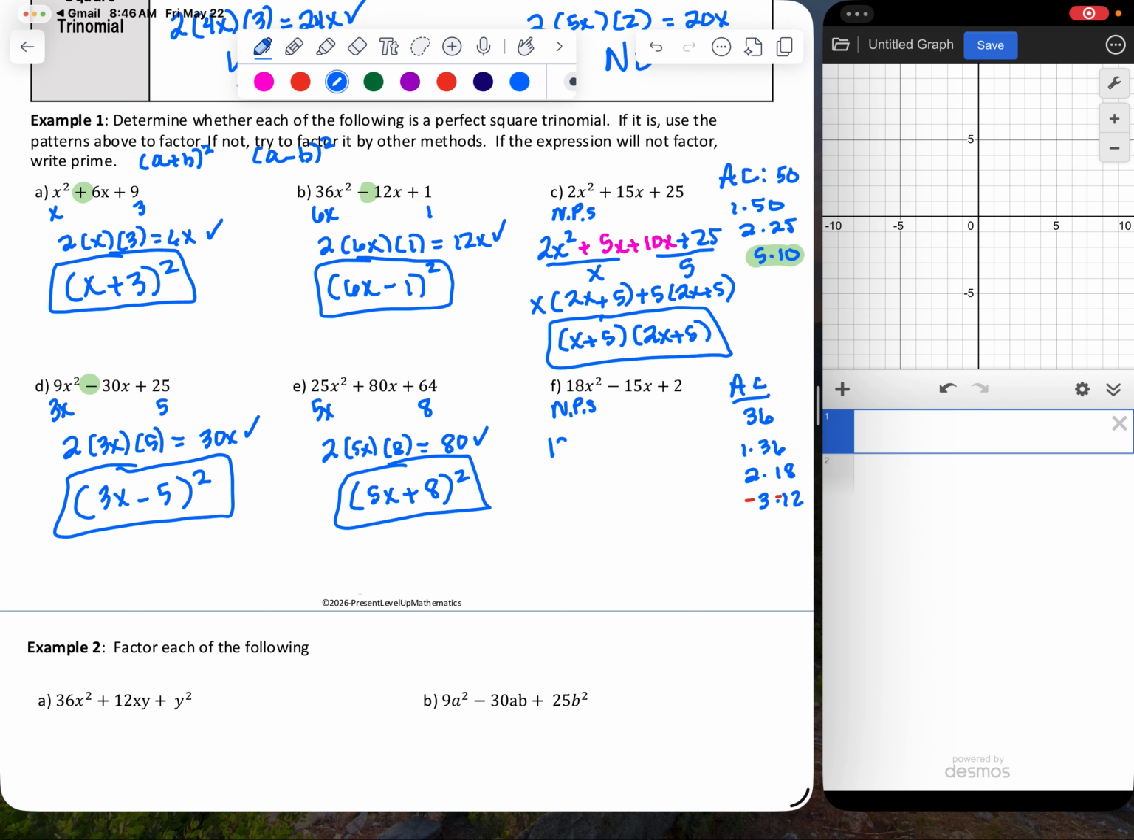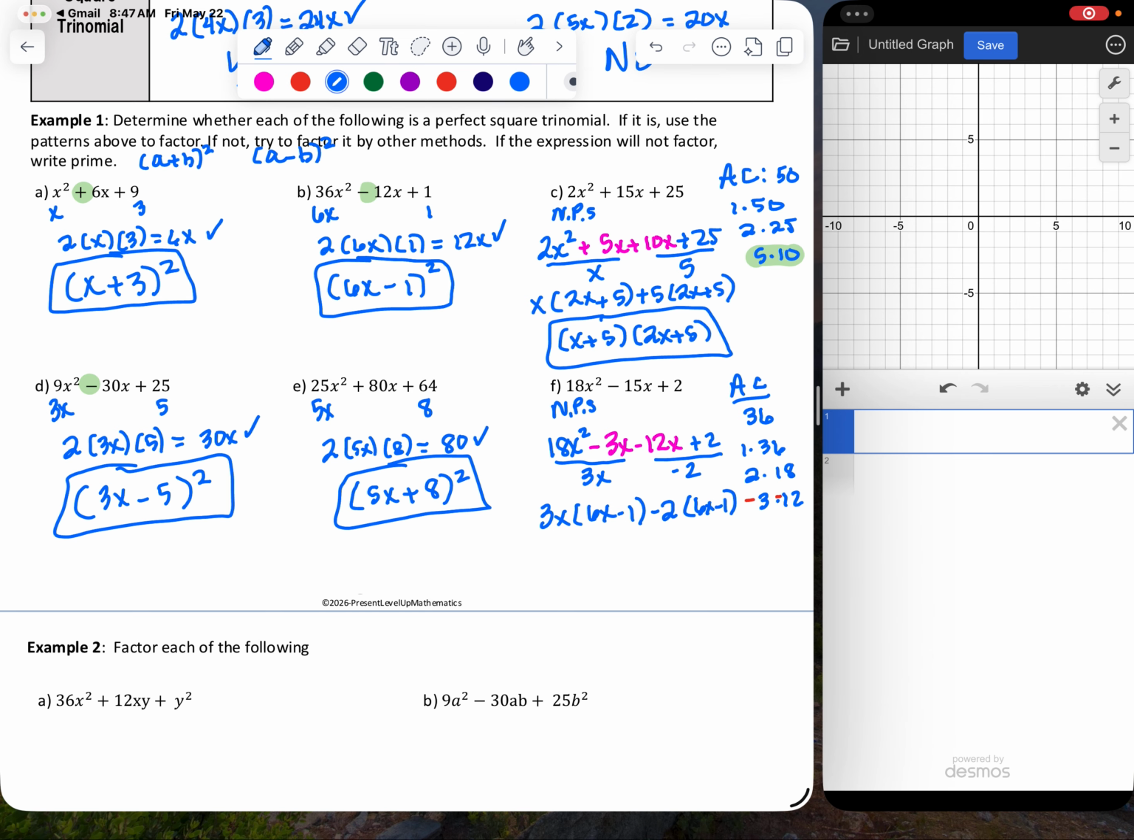So I'm going to rewrite this 18x squared, and I'll split the middle term into minus 3x minus 12x, and then plus 2. Now I'll take out the greatest common factor of the first group, which is 3x, and the greatest common factor of the second group is 2, but because that first term is negative, I need to take out a negative 2. So when I factor out a 3x here, 18x squared divided by 3x is 6x. 3x divided by 3x would be minus 1. Over here, my greatest common factor is negative 2. Negative 12x divided by negative 2 is 6x. 2 divided by negative 2 is minus 1.